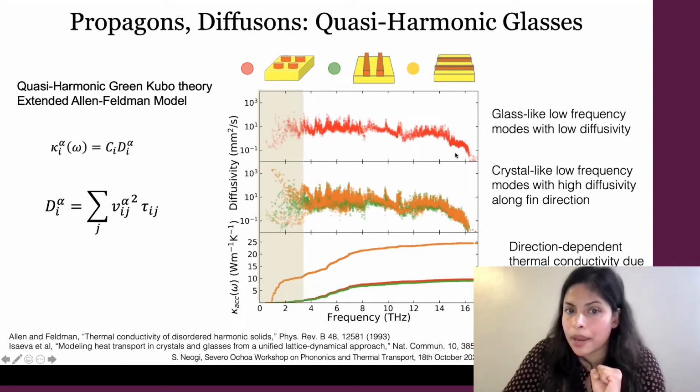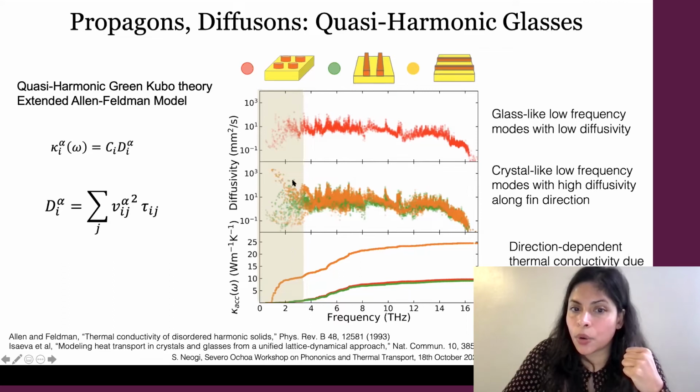Here on the top panel, I have the one with the pillars, and here the one with the fins. Here you can see this zone where we have low diffusivity, modes with low diffusivity, which signals this glass-like transport.